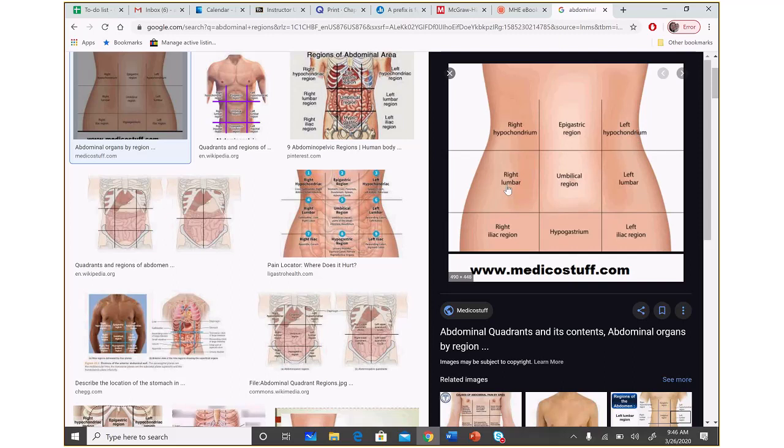All right, next is the lumbar. Lumbar is that lower spinal region, like where your back sort of curves in. We're going to talk about that next week. But that is the right lumbar, the left lumbar. And then iliac region. Iliac is that top portion of your hips. So if you stuck your hands on your hips, that's the iliac bone. So we call this the right iliac region, the left iliac region.